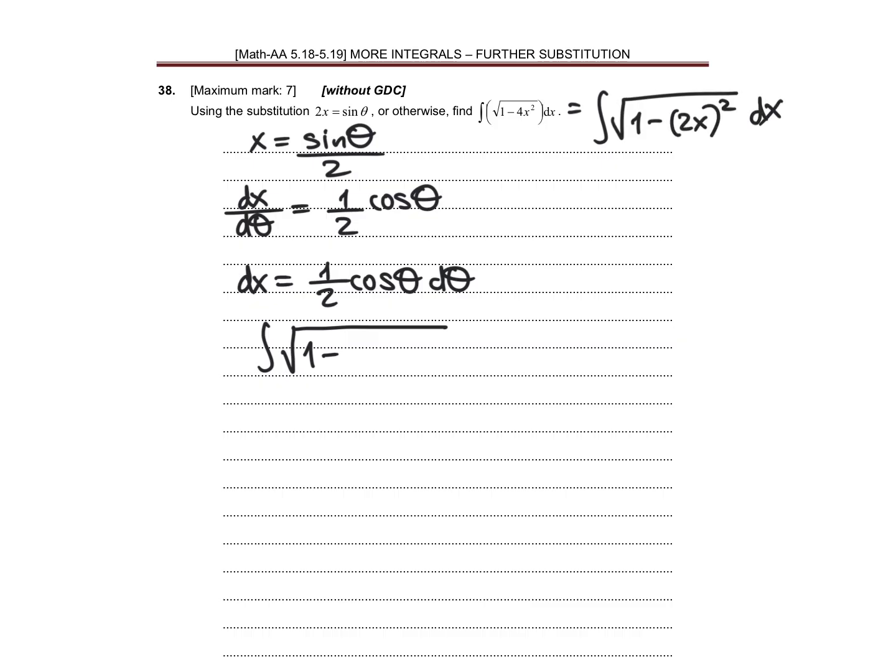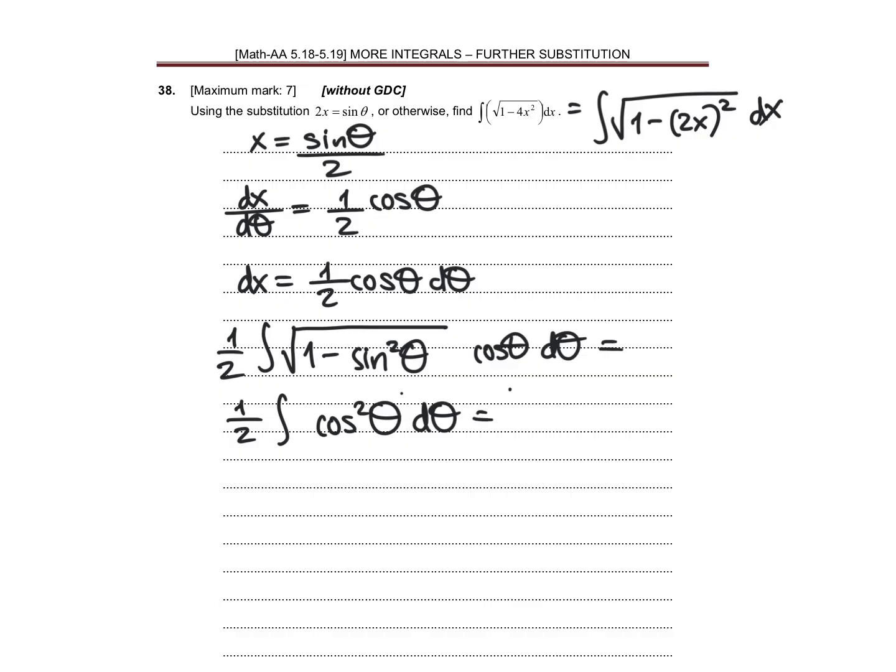So 2x is sine theta, and sine theta squared is sine squared. And then dx is 1/2 cosine theta d theta. And we know 1 minus sine squared is cosine squared. Square root of cosine squared is cosine, and cosine times cosine is cosine squared theta.